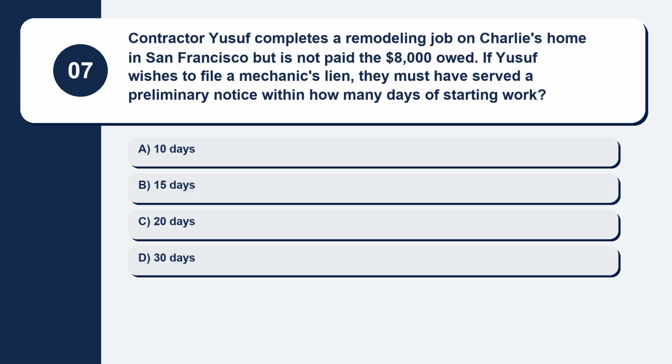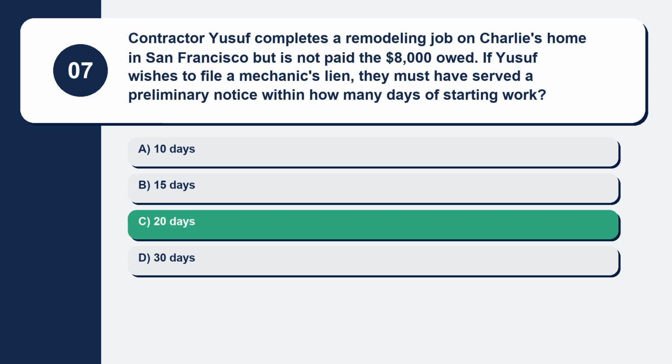Question 7. Contractor Yusuf completes a remodeling job on Charlie's home in San Francisco but is not paid the $8,000 owed. If Yusuf wishes to file a mechanic's lien, they must have served a preliminary notice within how many days of starting work? Here are your options. Option A, 10 days. Option B, 15 days. Option C, 20 days. Option D, 30 days. The correct answer is option C, 20 days.